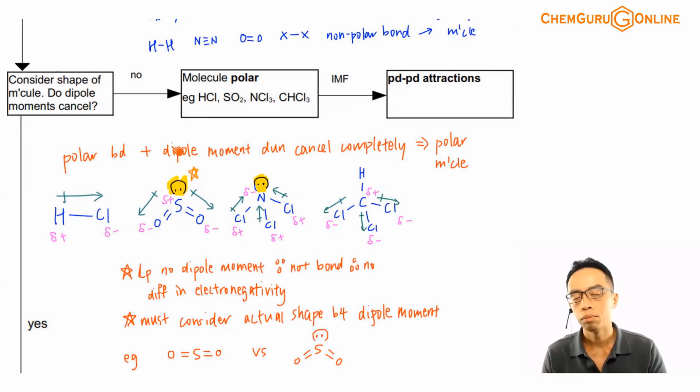Next, if I have polar bonds, then I will need to consider the shape of the molecule. Then I consider the dipole moment. This is important because the dipole moment is like a vector. There's a direction, there's a magnitude. So the dipole moment only comes in when we look at the shape of the molecule and we visualize where the bonds are actually pointing. Only then we look at the dipole moment.